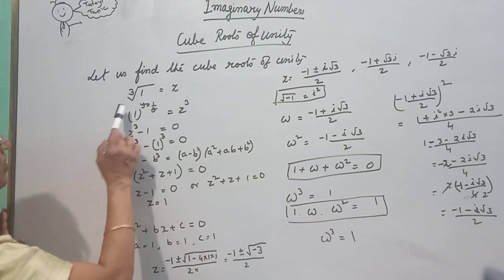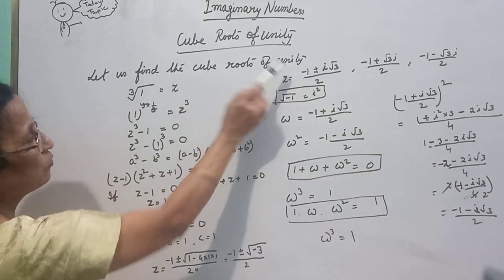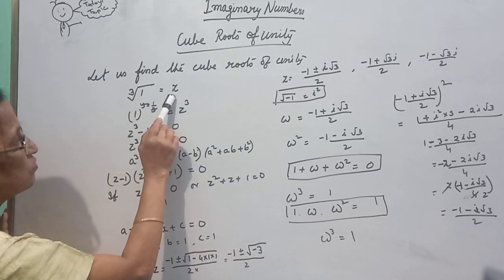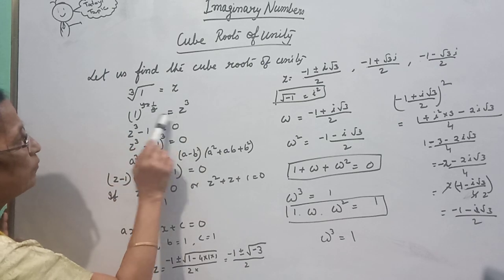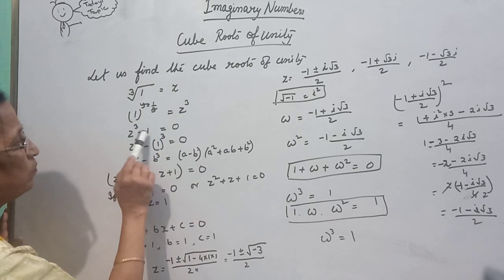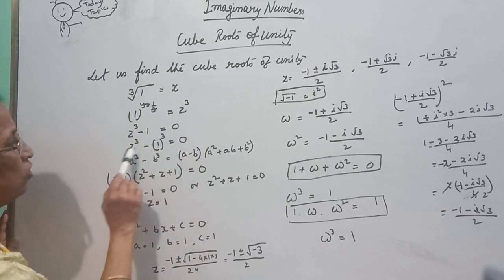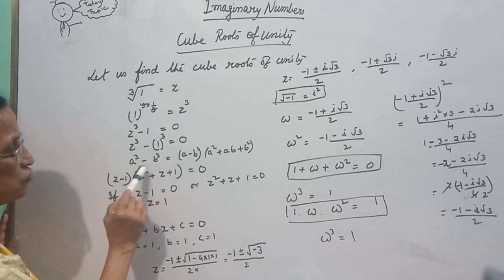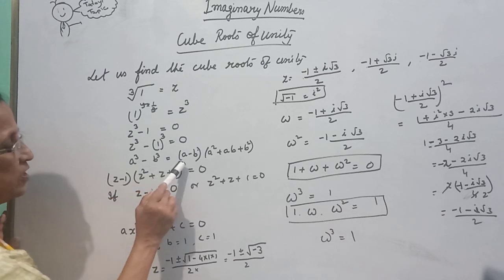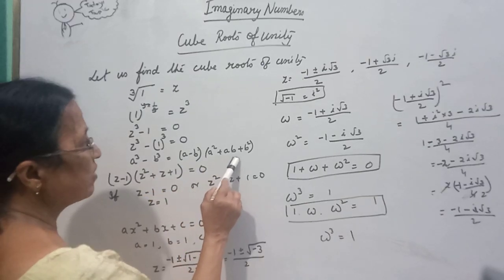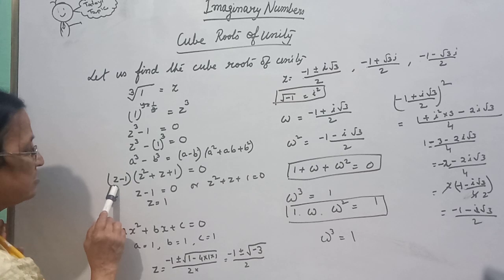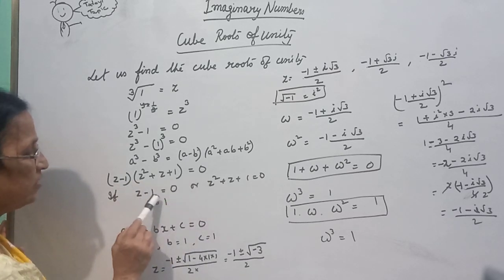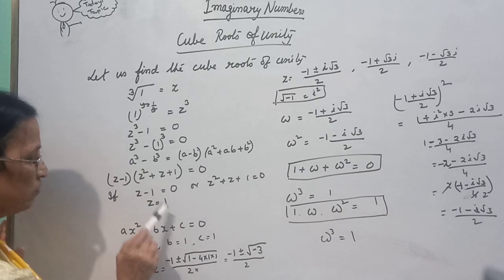Children, let us do it again. Let us find the cube root of unity. We have to find the cube root of 1. This is equal to z. Then we write z cube minus 1 equal to 0. This can be written as a cube minus b cube: a minus b, a square plus ab plus b square. So this is z minus 1, z square plus z plus 1 equal to 0. z minus 1 equal to 0, z equal to 1.